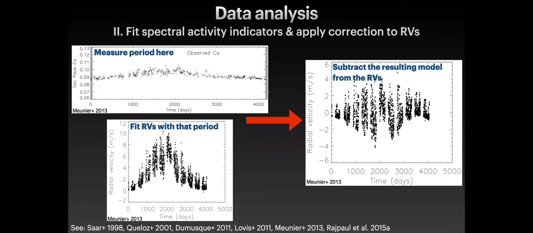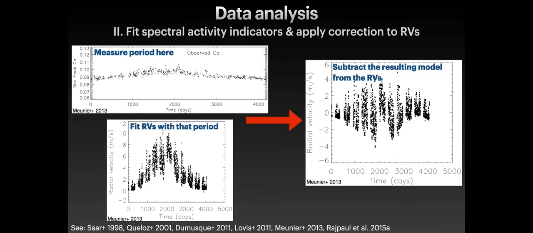Now, one approach is to look at a time series of the indicator, in this case, calcium H and K lines of the sun, and identify any prominent periods that appear in the calcium data. So this is the graph in the top left where we can see hints of a nice sinusoidal feature coming through on a long term, so probably a magnetic activity cycle. Once you identify the period of the variability in the calcium data, you can then use the derived period from that as the basis for a sinusoidal function that you fit to the RV. So this is shown in the bottom plot on the left.